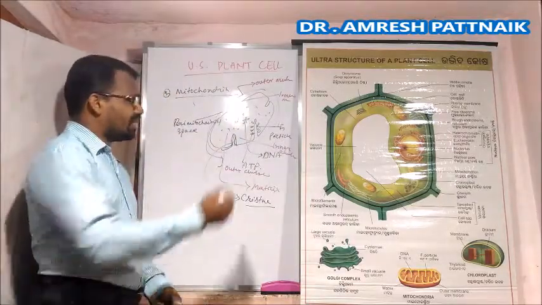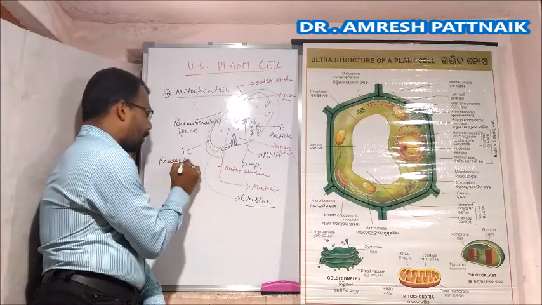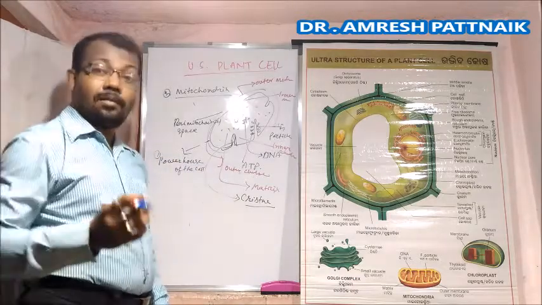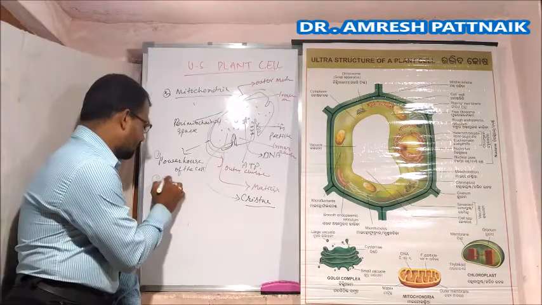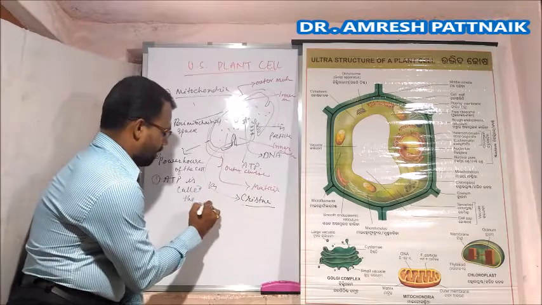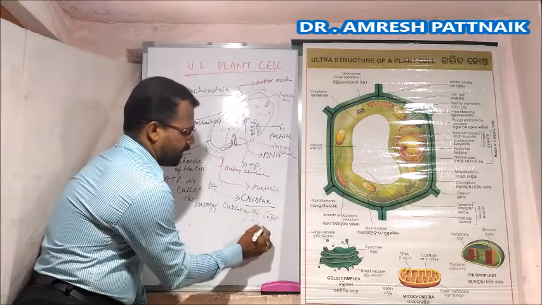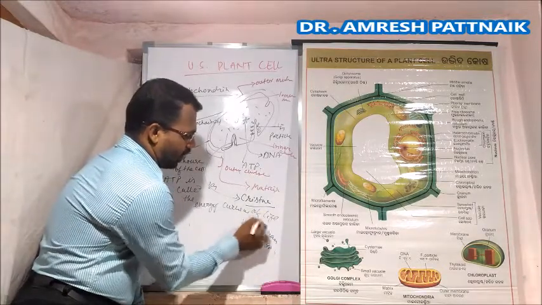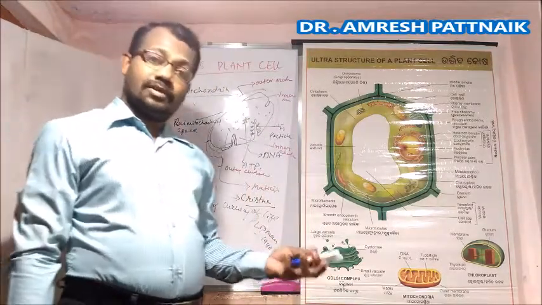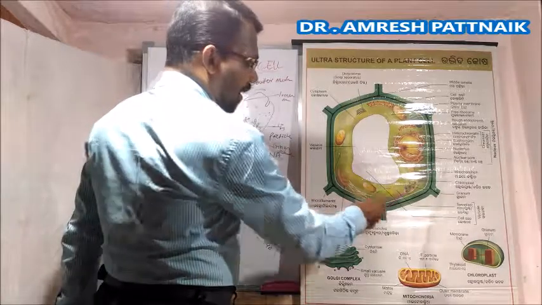So by storing this energy in the form of ATP, the mitochondria is known as the powerhouse of the cell. Mitochondria is known as the powerhouse of the cell. But what is ATP called? ATP is called the energy currency of life, as proposed by Lipmann in 1940. Okay. So you know about this mitochondria.